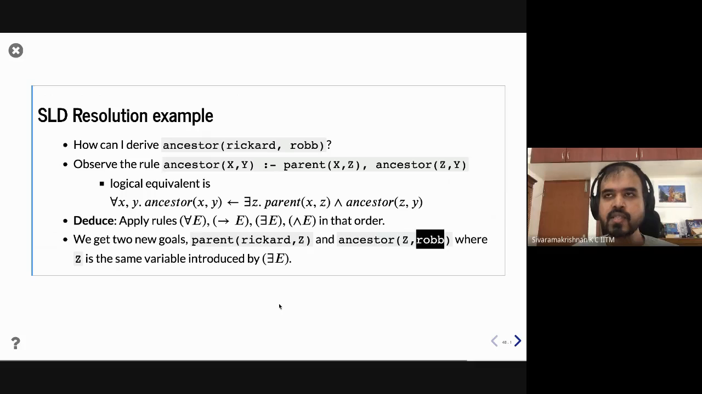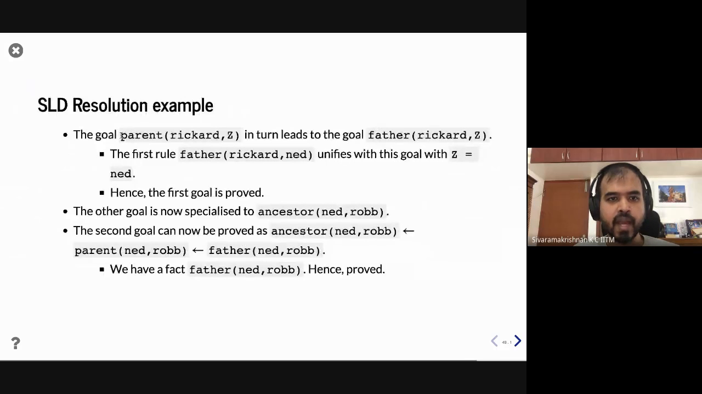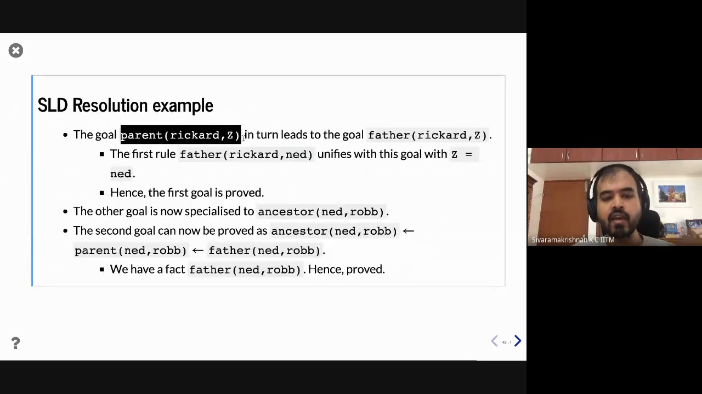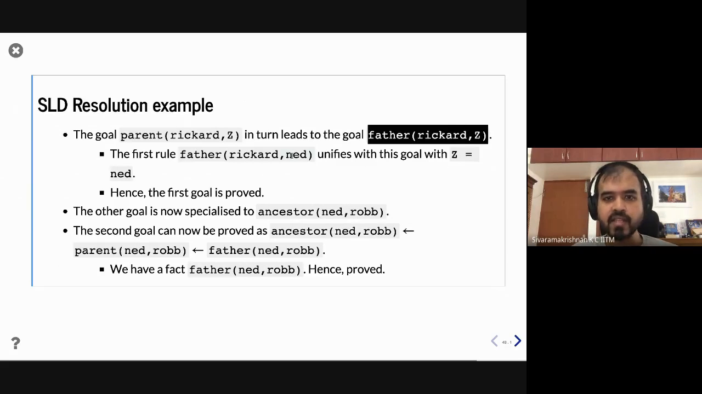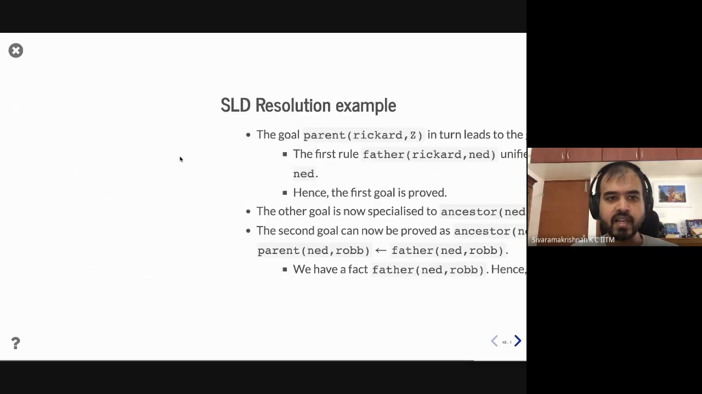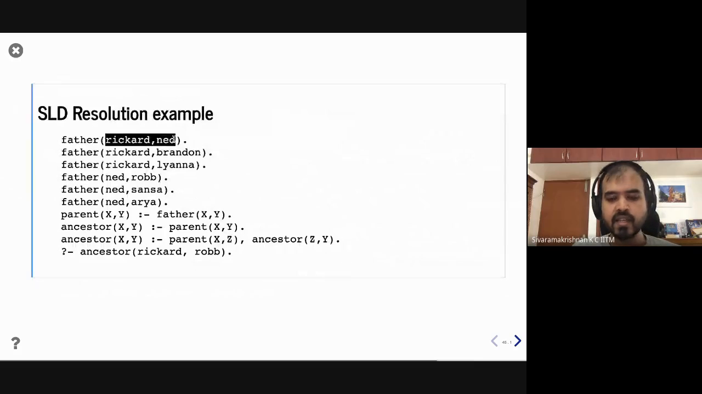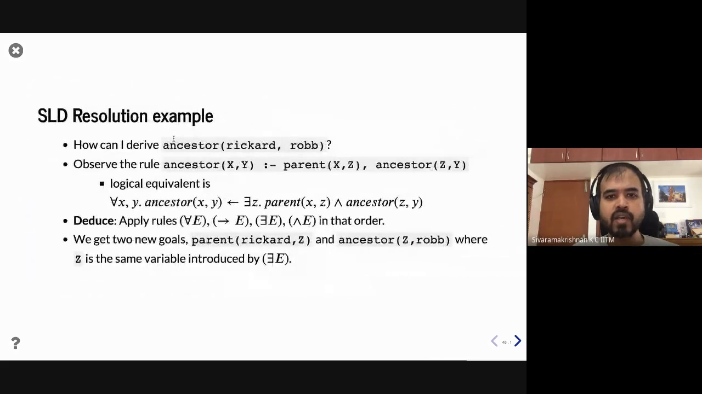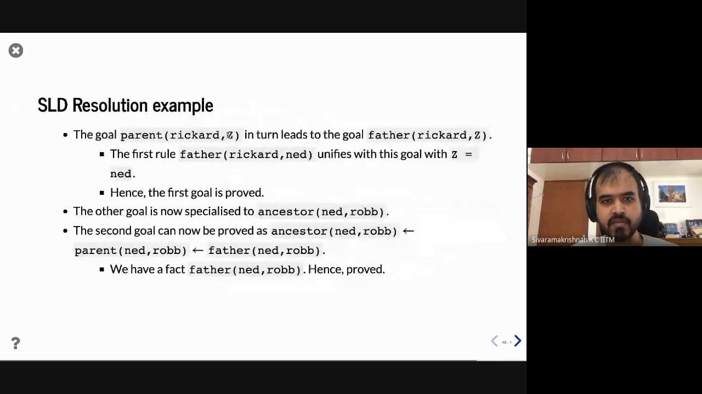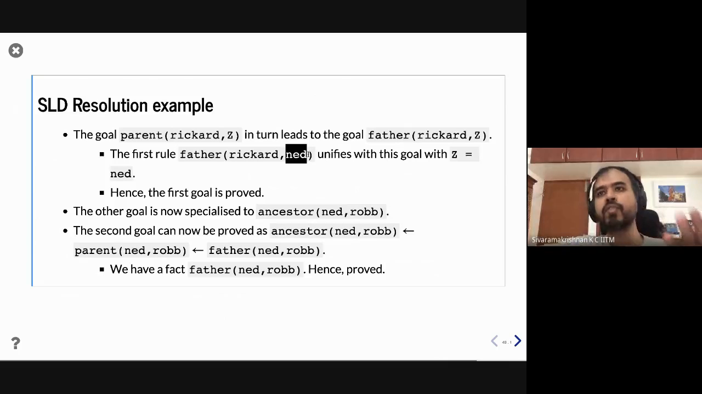So we have two goals, and SLD resolution picks the first, left-hand side goal, in order to do this traversal. The current goal is now parent Rickard Z, right? You can keep applying the same procedure. It goes to father Rickard Z, and father Rickard Z unifies with father Rickard Ned. And Prolog says, okay, I found a satisfying assignment for this Z.